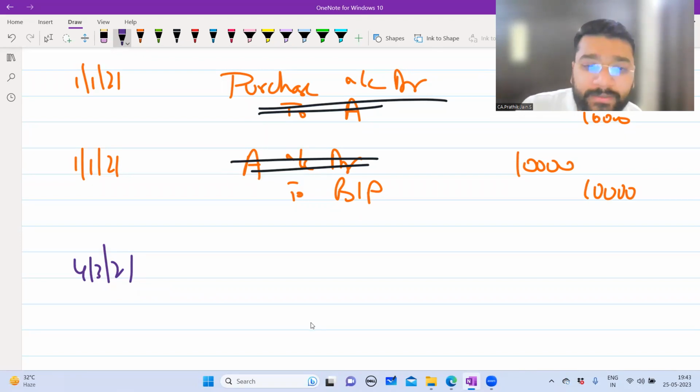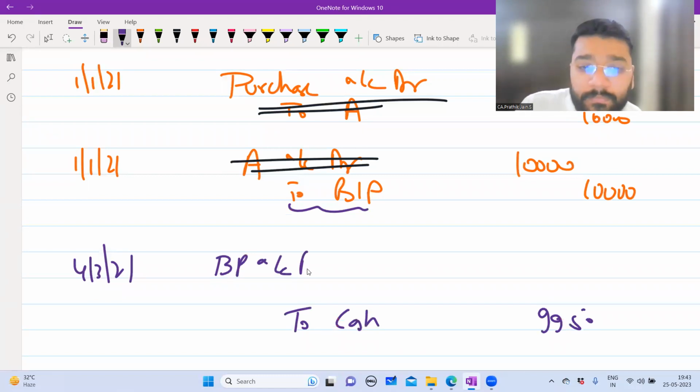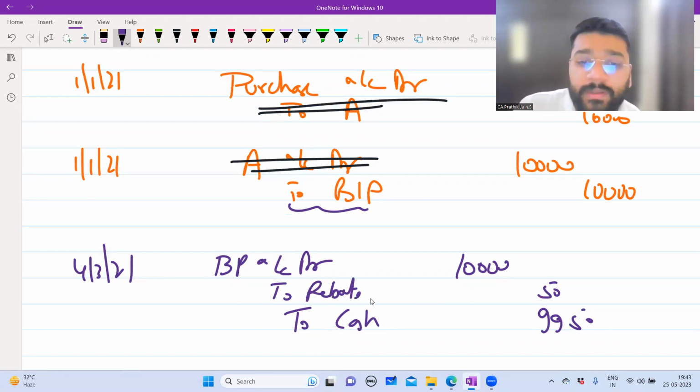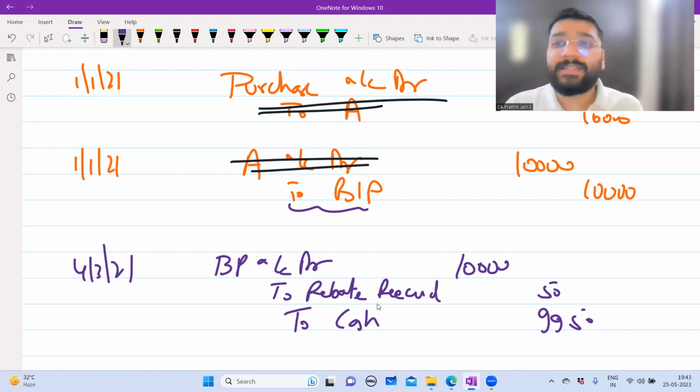Paying. Paying the money. So to cash, how much you are paying the money? 9,950. What is the liability that we are closing? 10,000. So what happened to balance 50? Rebate allowed. Allowed nahi. Allowed is for A. Rebate received. So rebate received is gain for us.